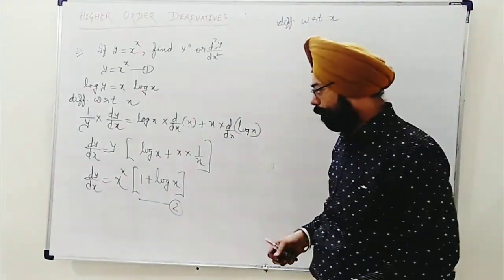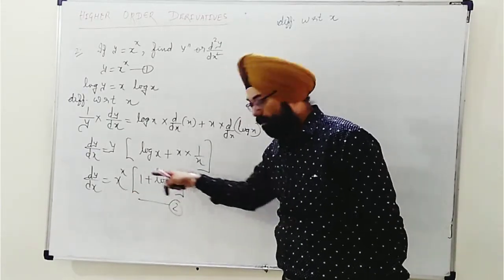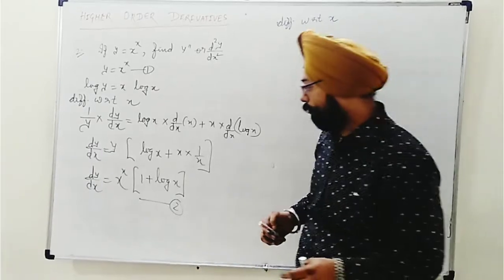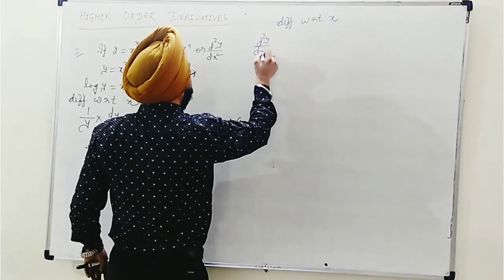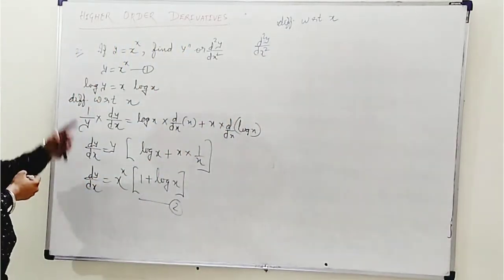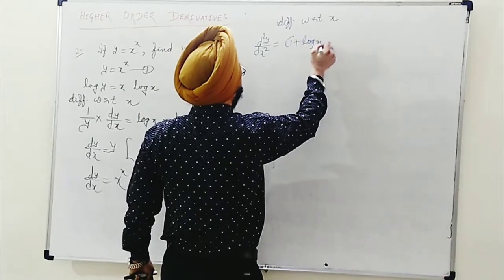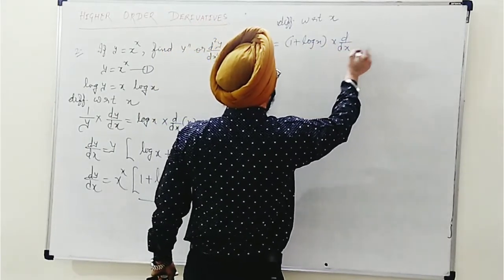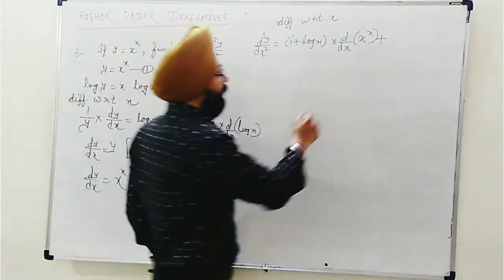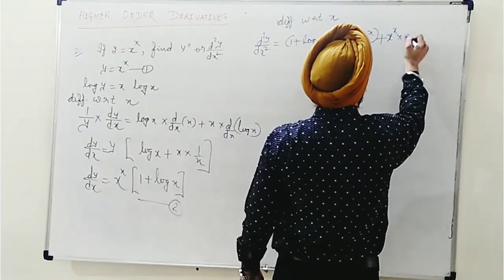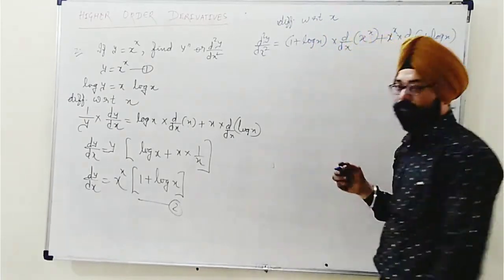Understood? Okay. Now here, as we see, this is a function of x. This bracket also is a function of x. So we need to apply the product rule. So this second order, d square y by dx square or y double dash, will be equal to 1 plus log x as it is, and differentiation of x to the power x, plus x to the power x remains as it is, d by dx of 1 plus log x.